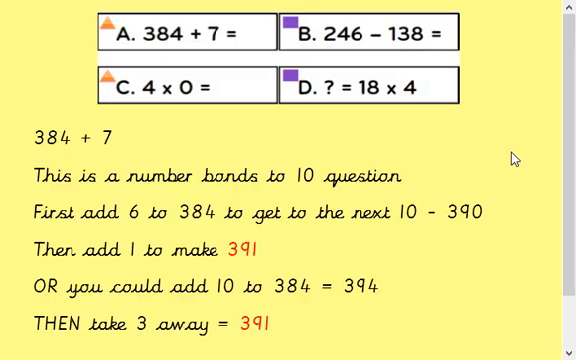First question this morning, 384 plus 7. This is a number bonds to 10 question. First job will be to add 6 onto the 384, and that would take you to the next 10, which is 390, and then you have one more that you need to add on to make it 391. Or you could add 10 on and take 3 away. Still leaves you with 391, but the choice would be yours.